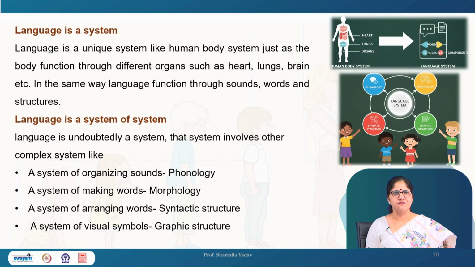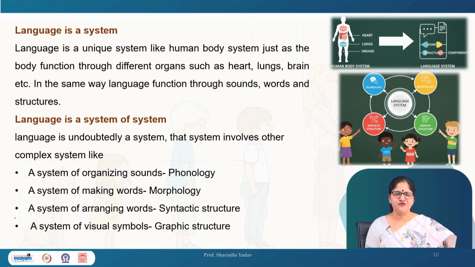Language is a system. Language is a unique system like the human body system, just as the body functions through different organs such as heart, lungs, brain, etc. In the same way, language functions through sounds, words, and structures. Language is a system of systems.